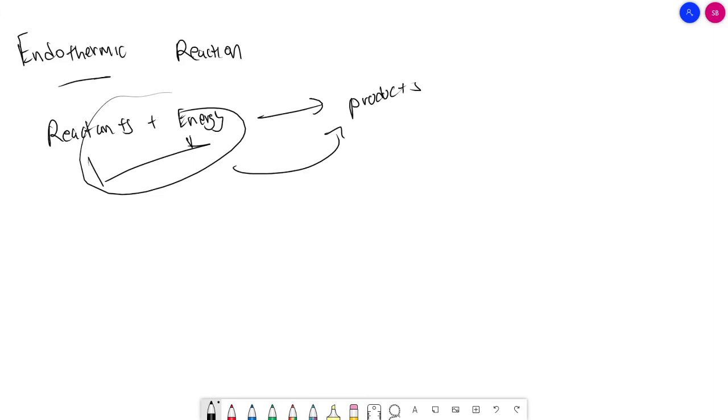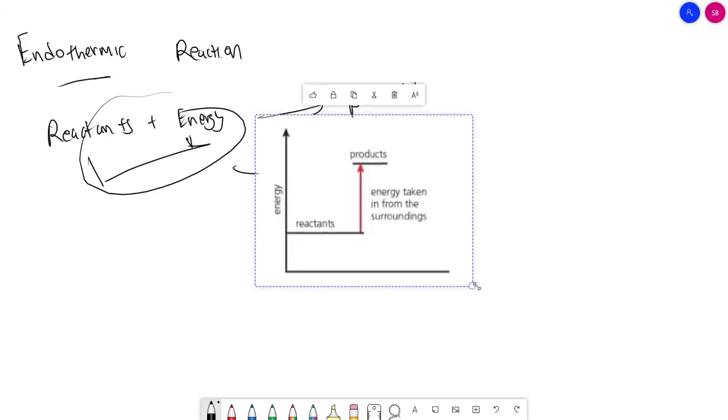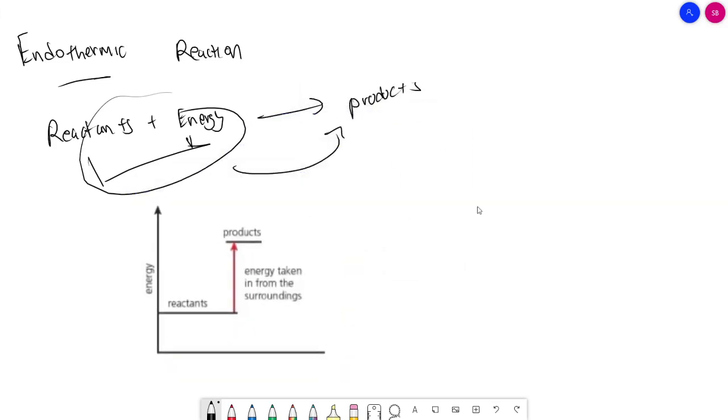Now, how would the graph for this look? Sorry, not the graph, but actually the energy level diagram is what it's called. Let me take a screenshot of this and show you guys how it looks. It's almost the same, but the opposite way, meaning the energy is going up. As you can see, the energy axis and reactants are the same, but for the product, the energy is taken in. That's why it's going up into the product. So that is how the energy level diagram for endothermic reactions works.